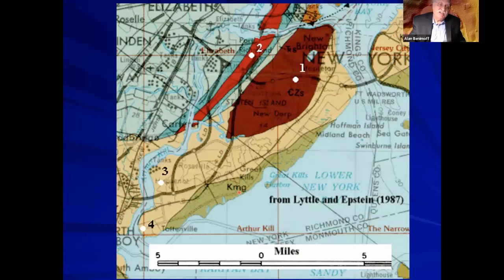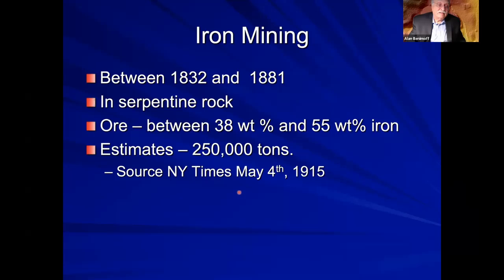This is the map by the USGS, and we looked at that. So we went back, and there were iron mines on Staten Island. They were operated between 1832 and 1881 in the serpentine rock. The ore, they took between 38 weight percent and 55 weight percent iron, and they took about 250,000 tons out. I got this information from the New York Times, May 4th, 1915. In that article, they claim it's something like an iron oxide. I couldn't get too much information on this, but I got that.